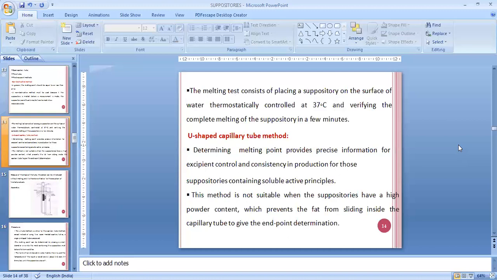So then the second one, the U-shaped capillary tube method. Determining the melting point provides precise information for excipient control and consistency in the production of those suppositories containing soluble active principles. This method is not suitable when the suppositories have a higher powder content, which prevents the fat from sliding inside the capillary tube to give the endpoint determination.